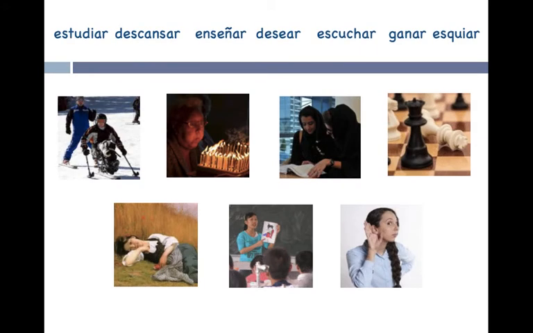Todos, por favor, repita, estudiar, descansar, enseñar, desear, escuchar, ganar, esquiar. ¿Cómo se dice to ski in español? Take a look at la lista, arriba, above, the list above. La lista arriba. Repita. Esquiar. To desire, to wish for. Repita. Desear. To study.